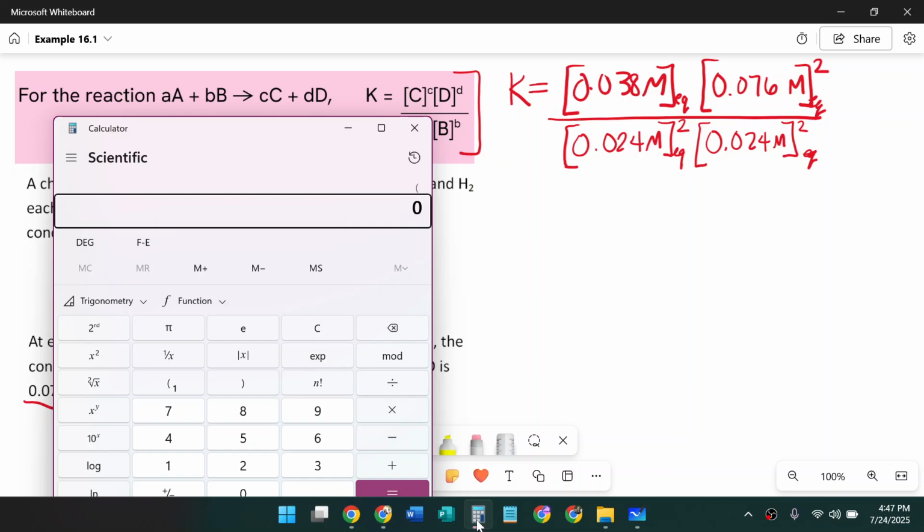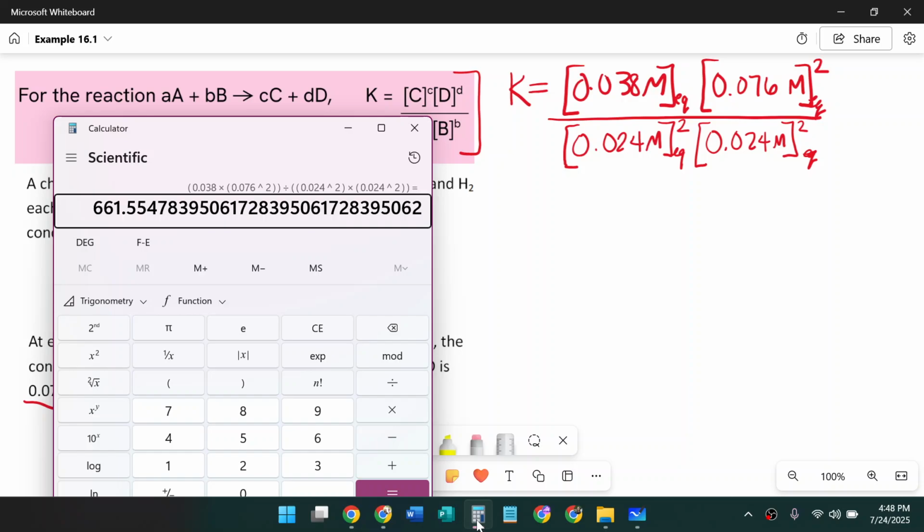So the top is 0.038 times, I'm going to put this one in parentheses because I want to let it get squared first, to the 2. Alright. That finishes the top, and I'm dividing by everything on the bottom, which will go in parentheses. Another parentheses for my 0.024 to the 2 times a second 0.024 to the 2. Close that parentheses, close the bottom parentheses, and then hit equal.